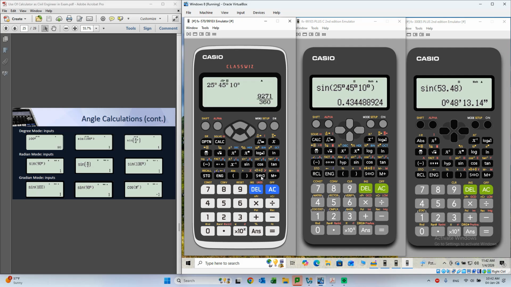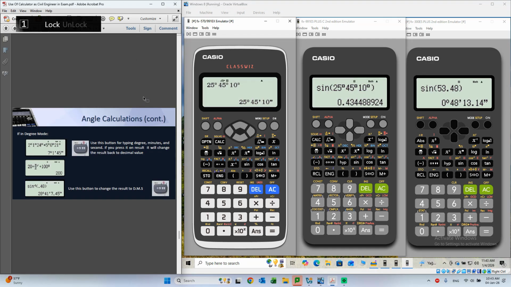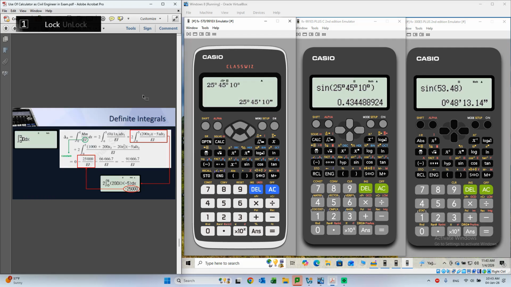I can press this one, and this will change it back to the normal, which is 25.75. If I click this one, it will turn back to the degree, minutes and seconds format. That's useful sometimes in surveying, when you deal with those types of angles. We have it here. I believe this is enough for the angle.